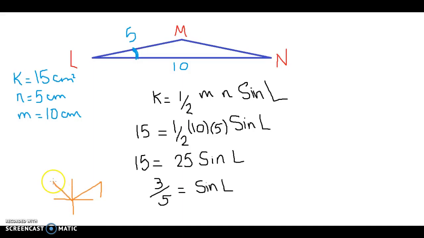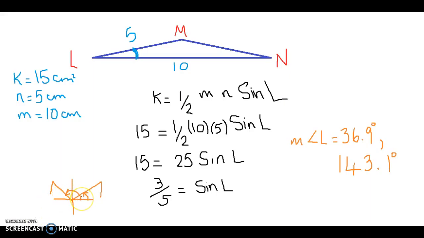So I have to use the inverse sine to find the angle in quadrant 1, and then we'll have to calculate another possibility, which is the angle in quadrant 2. So measure of angle L by inverse sining 3/5, or do the arc sine of 3/5 on your calculator. You'll find that angle L is 36.9 degrees.